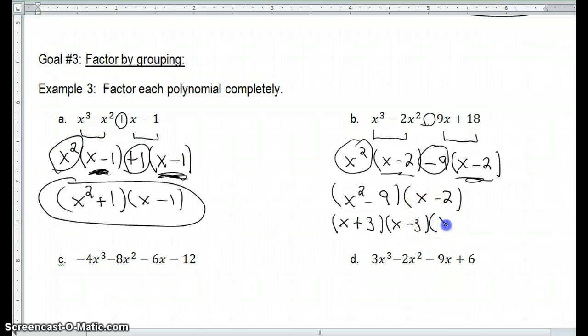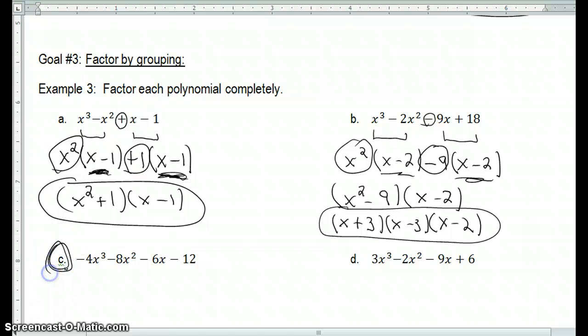And then I cannot forget this x minus 2. It's still there. Now that I don't have any squares and it can't factor any further, my factoring is complete. I want you guys to have C and D done for us in class. Alright? Have a nice day.